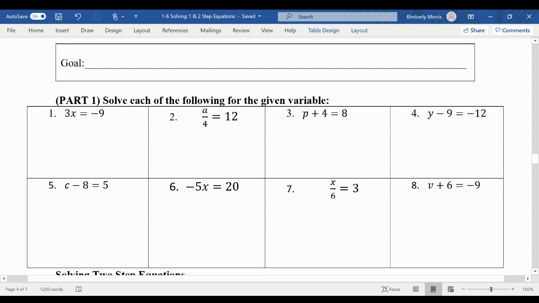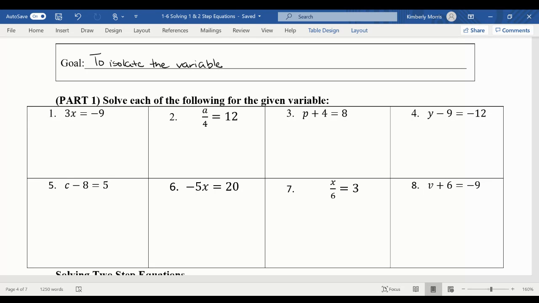Now, this is your worksheet that you're working with. The goal when you're solving equations is always to isolate the variable. That doesn't change. To isolate the variable. All right. Now I'm going to go through numbers 1 through 4 with you.